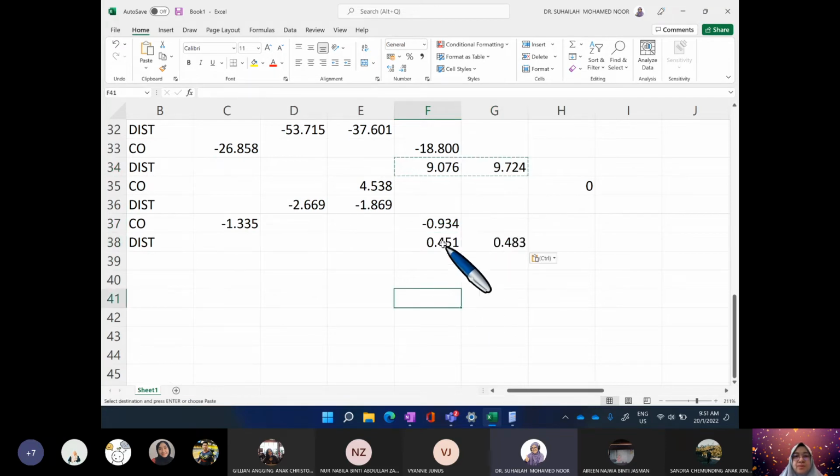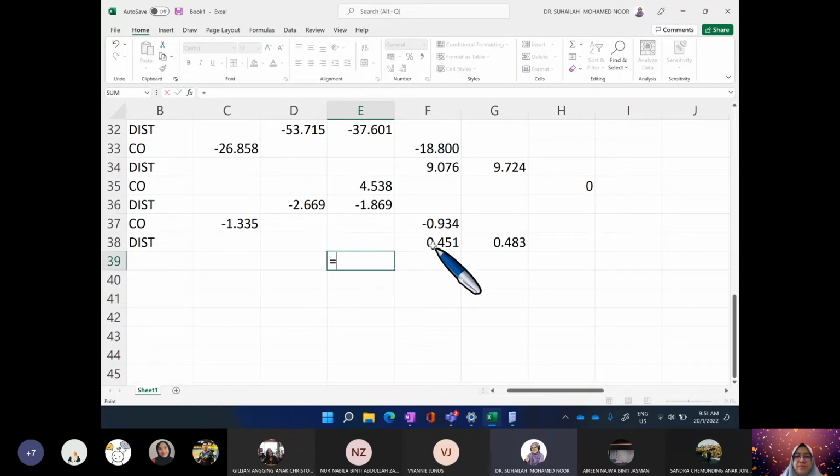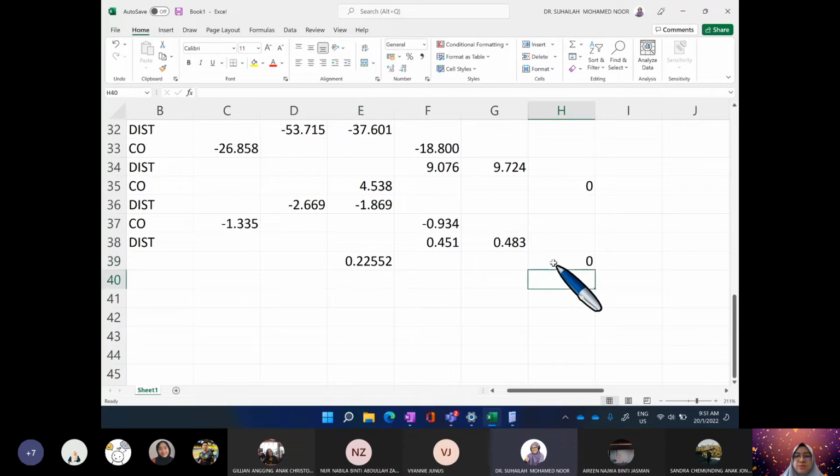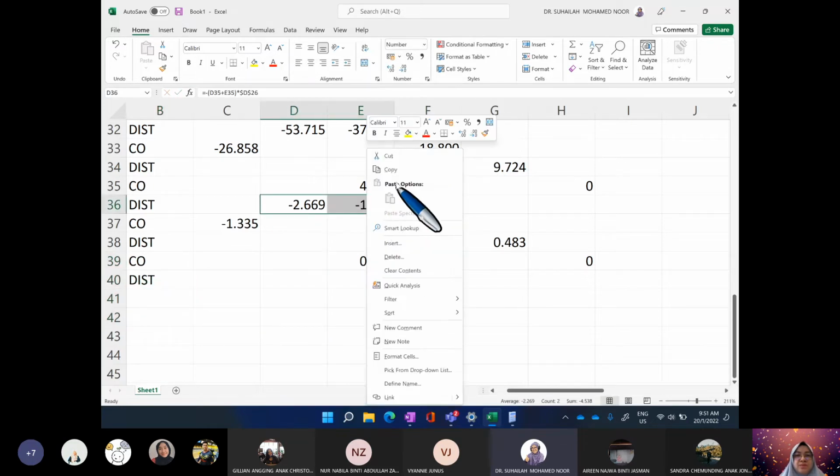Okay, and carry the value, this one 0. This is carry over. Remember to stop at distribution, not carry over. So for this one, I will copy this formula.